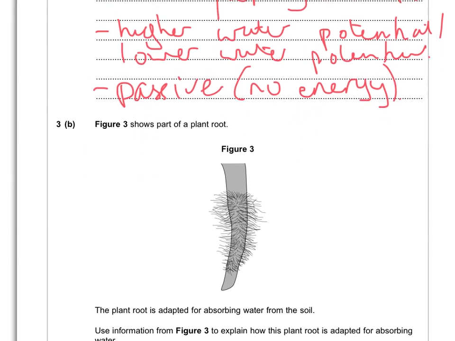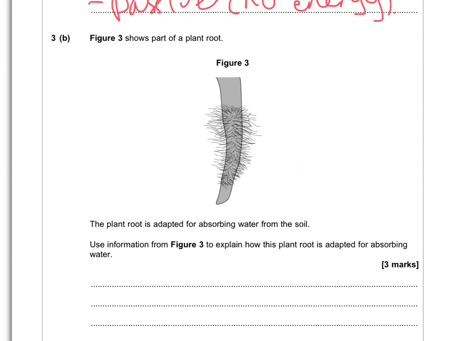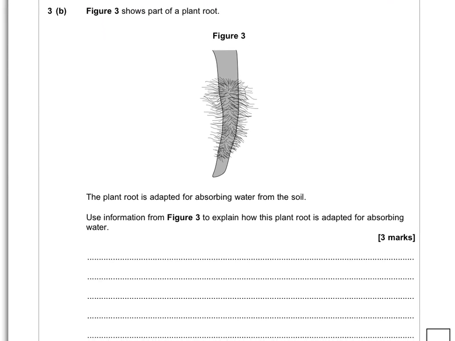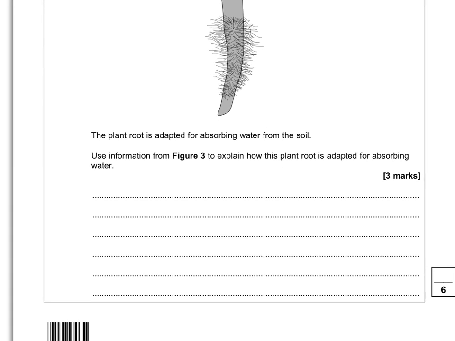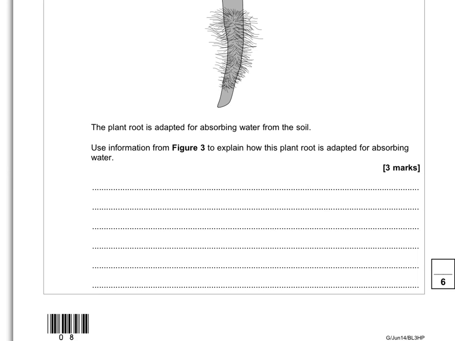On to question 3b. This figure shows part of a plant root. It's adapted for absorbing water from the soil. Use the information from figure 3 to explain how this plant root is adapted for absorbing water. Well, 1 mark if you've mentioned that there are many hairs or very thin hairs or hairs that are 1 cell thick here. These are root hairs, but you do need to say that there are many of them, or that they're just 1 cell thick.